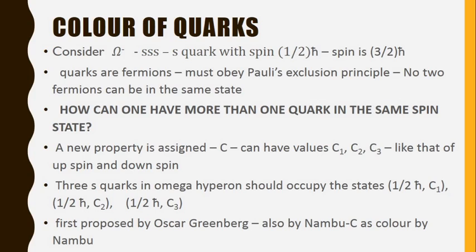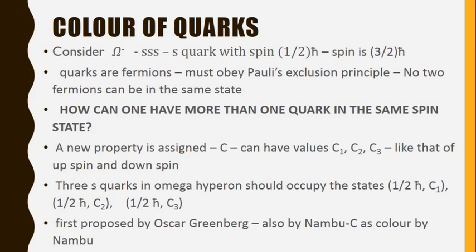The two electrons in the same state will have opposite spins. That's how we had solved the problem of electrons being in the same spin state, by introducing spin up and spin down states. So here also we have a problem: omega minus has 3 s quarks, and these 3 s quarks have the same spin, and they are in the same state, violating Pauli's exclusion principle. So how can we remedy this, how can we solve this problem?